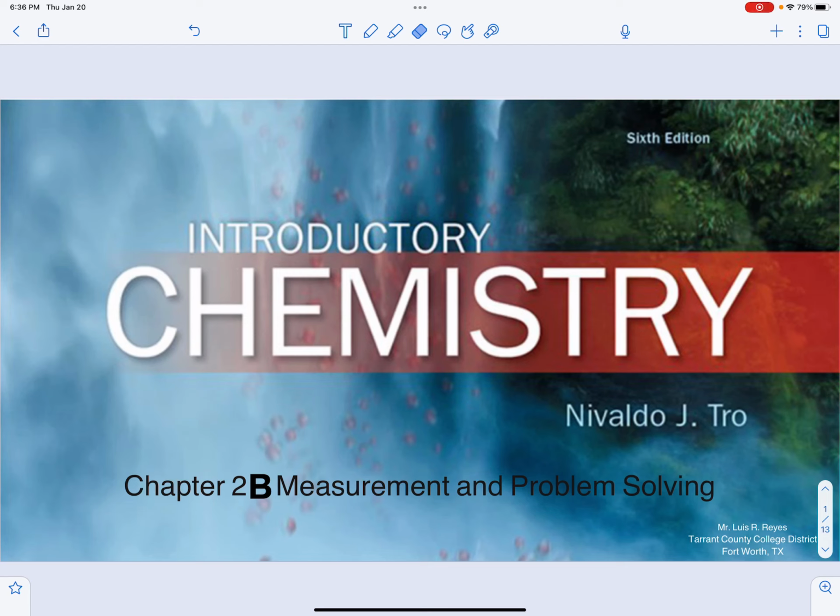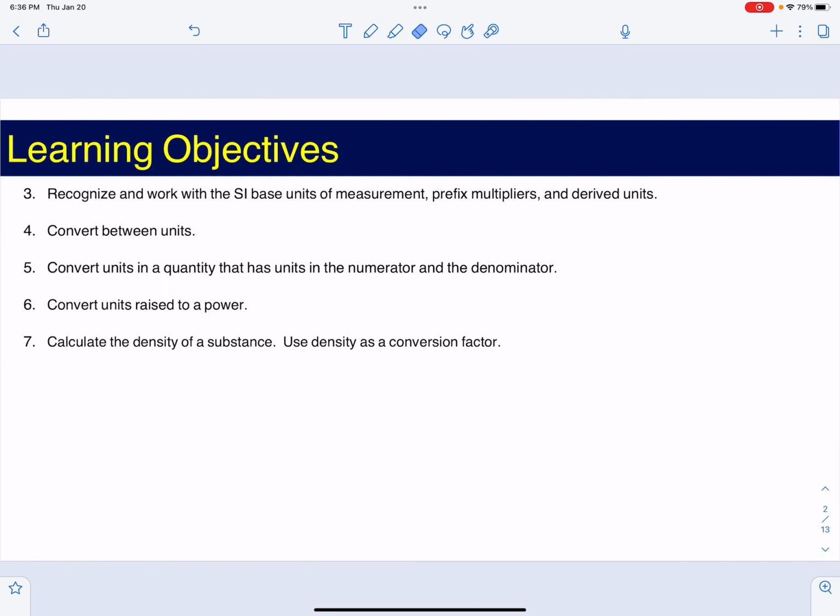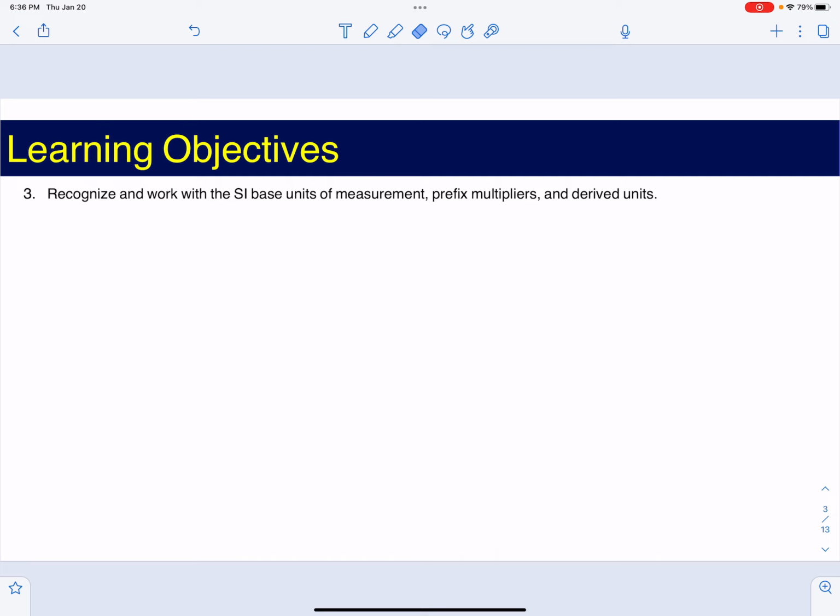Welcome back. We are getting ready to do the second video on chapter 2. On this video, we still have 5 more objectives to go to finish this chapter, but we are only going to concentrate on topic number 3. Recognize and work with the SI base units of measurement, prefix multipliers, and derived units.